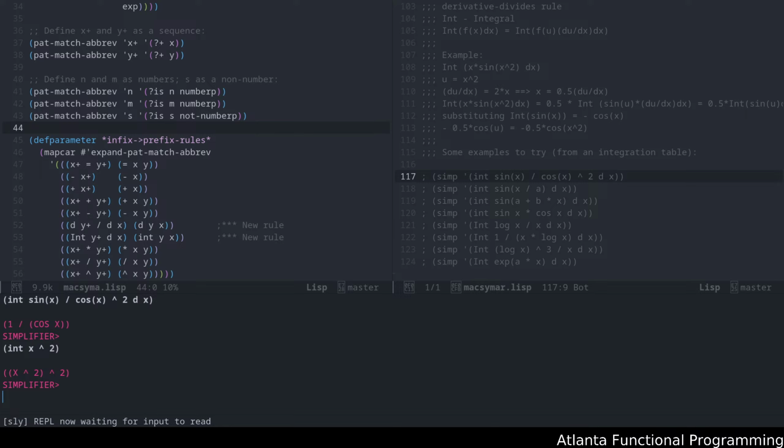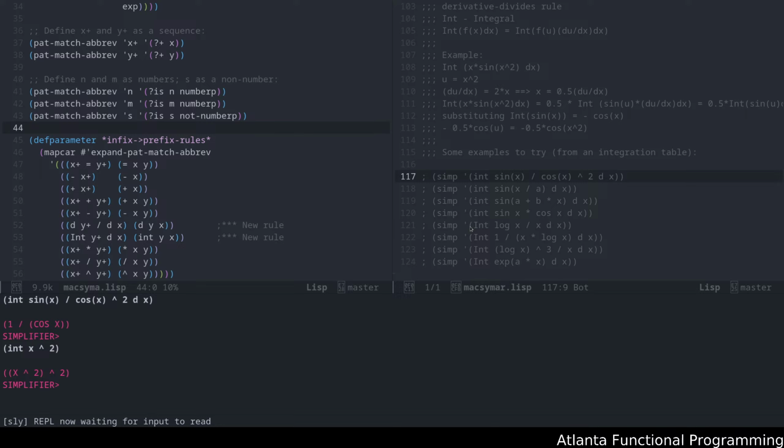we're not going to get anything. Okay, we get x squared squared instead of 1/3 x cubed. And that's because it's just applying the rules. This is just doing a lookup. It's not doing anything the way we expected to.